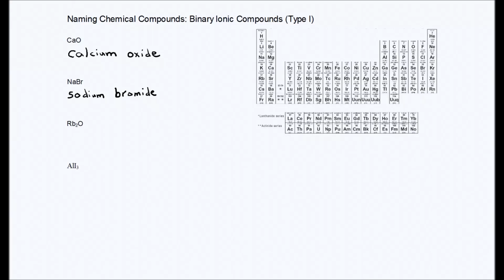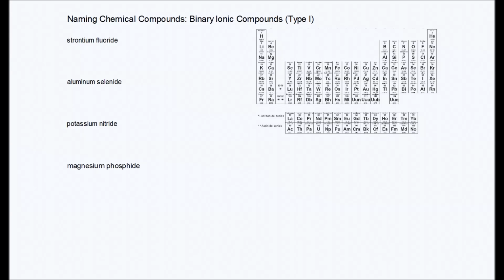Rb2O. Rb is rubidium. So the first part of the name is rubidium. The second part is oxygen, so it becomes oxide. So this is rubidium oxide. Here we have AlI3. Al is aluminum. So we have aluminum. I is iodine, so it becomes iodide. So we have aluminum iodide. So that is how we go from formulas to names for binary ionic compounds of type 1.